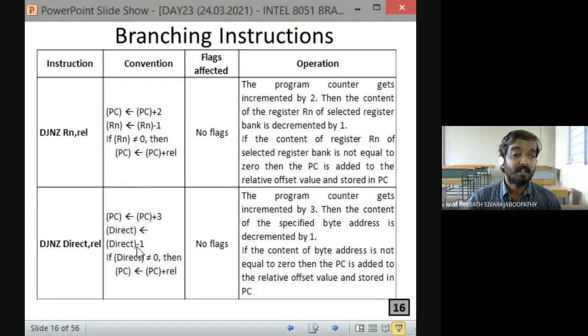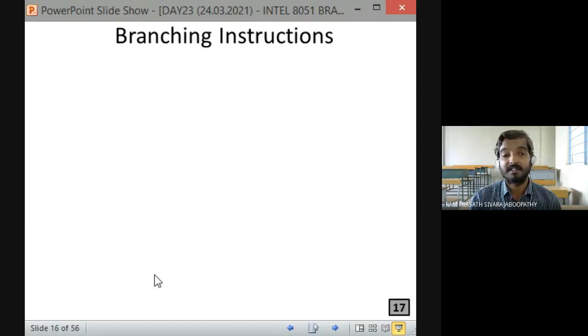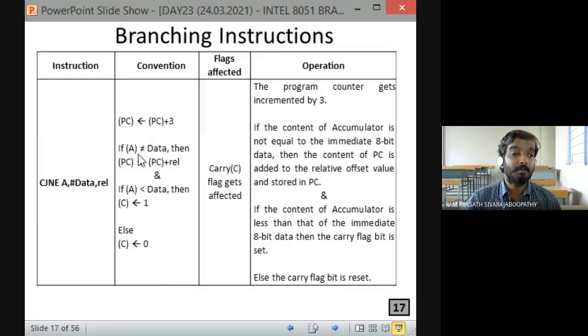Similarly, the content of the RAM location gets decremented by 1. If that value is not equal to 0, then the offset value gets added to the program counter. That's all. DJNZ. Similarly, for compare, if you see what happens, the program counter gets incremented by 3, then the content of the accumulator is compared with immediate data. If not equal, then the offset value gets added, so it branches to the particular location. And if the accumulator content is less than the data, then the carry flag is set, else carry is reset.